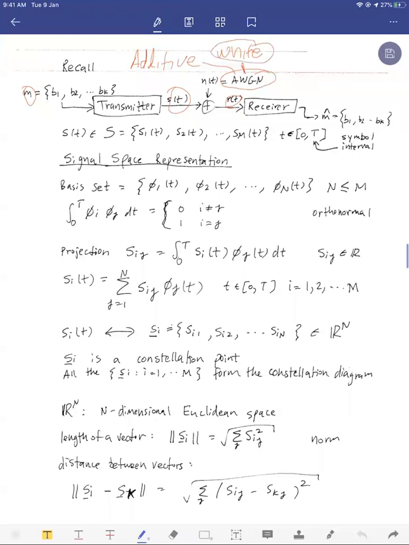Okay, and so white means your power spectral density is flat, or in other words, your noise samples are independent from sample to sample. Okay, the next part of AWGN is Gaussian.